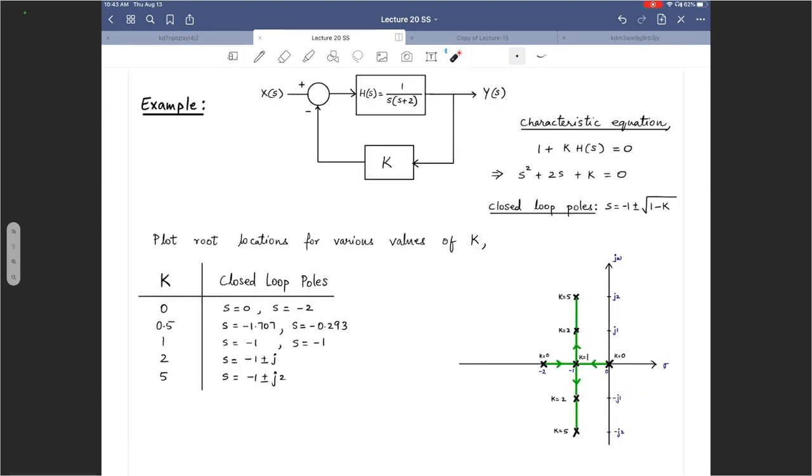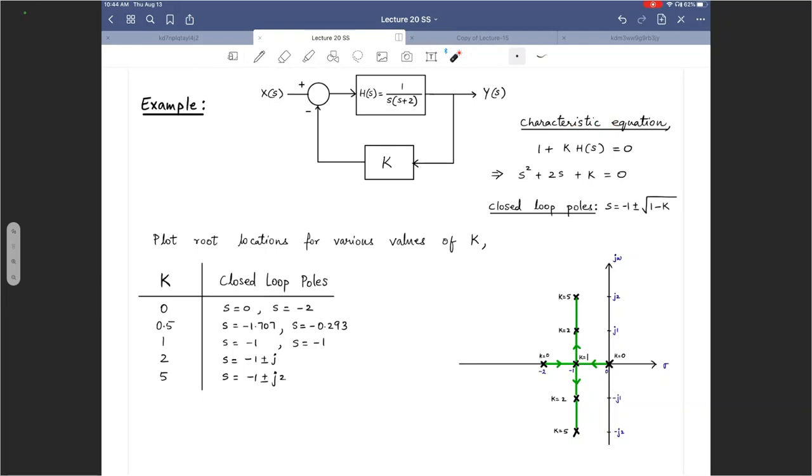So let's take an example over here. We have a closed loop system with negative feedback, and my goal is to sketch the root locus. If the poles are on the root locus, then they have to satisfy the magnitude criteria as well as the angle criteria. So I've got G of s, my H of s is 1 divided by s times s plus 2. And then in the feedback dynamics, I simply have a constant k that I can change from 0 to infinity.